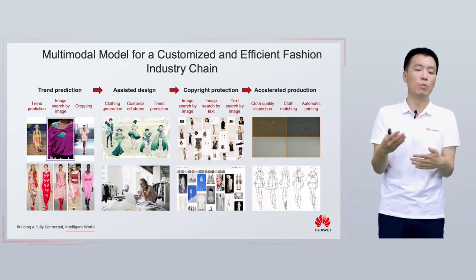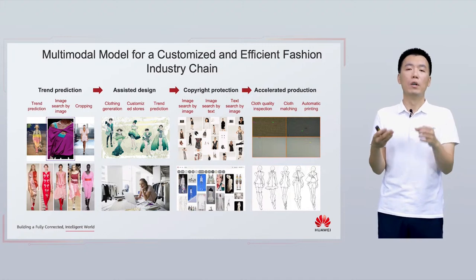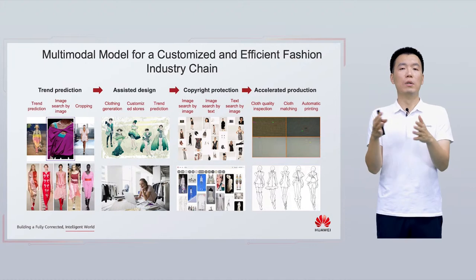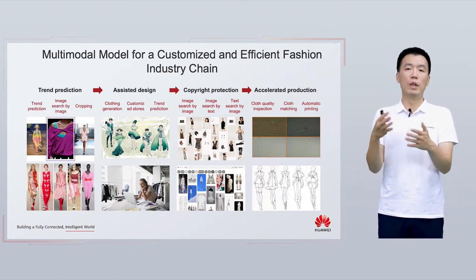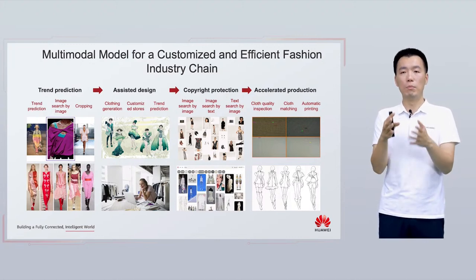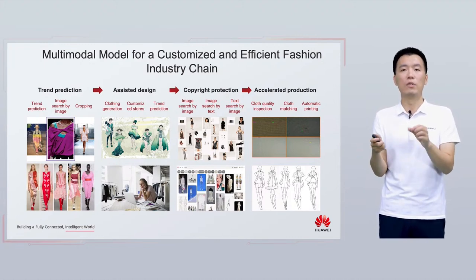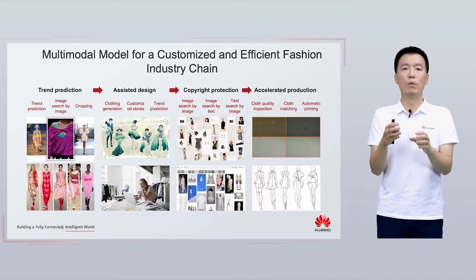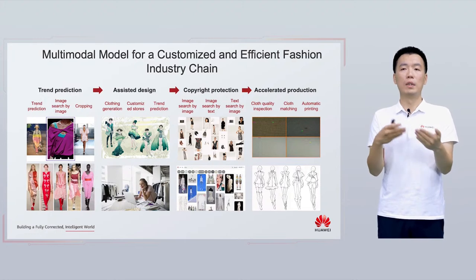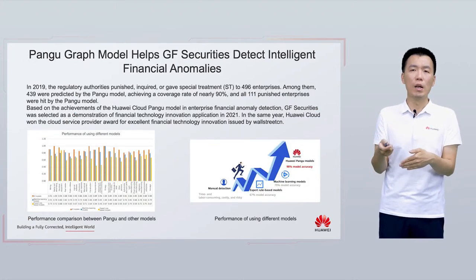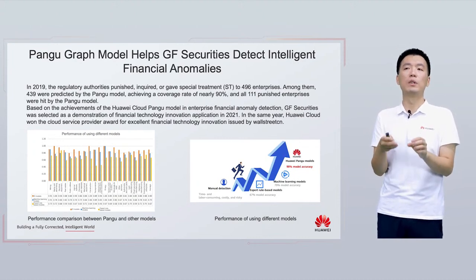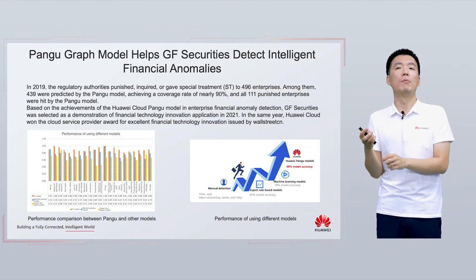For example, you're provided with a text description of red clothes with flower patterns on it. It can produce some related clothes for the designer to choose and to continue improving the design on it. So this is very useful, and we have landed in a real world company to perform some assisted designs. And the final one is our Pangu graph model, which helps Guangfa Securities to detect the financial anomalies.